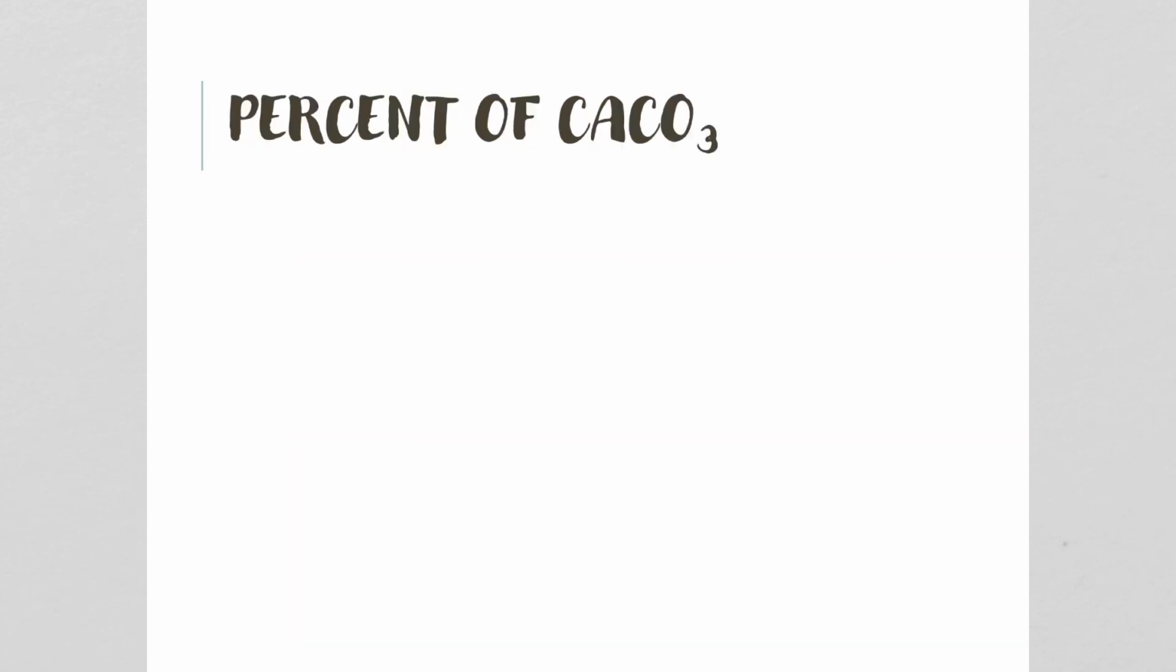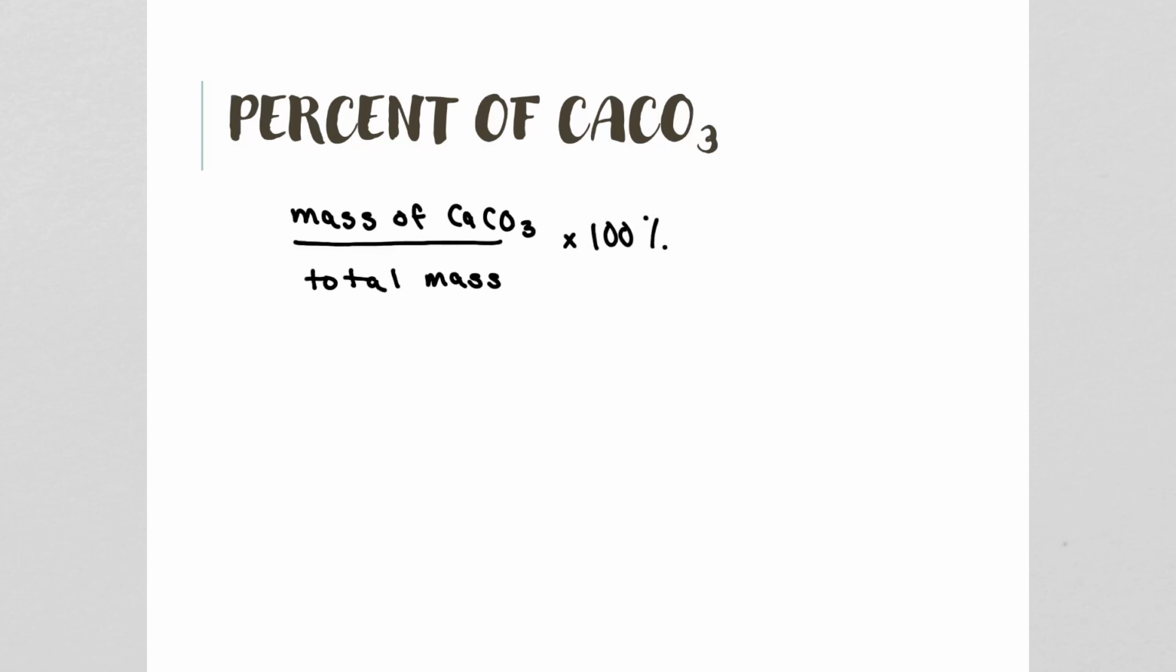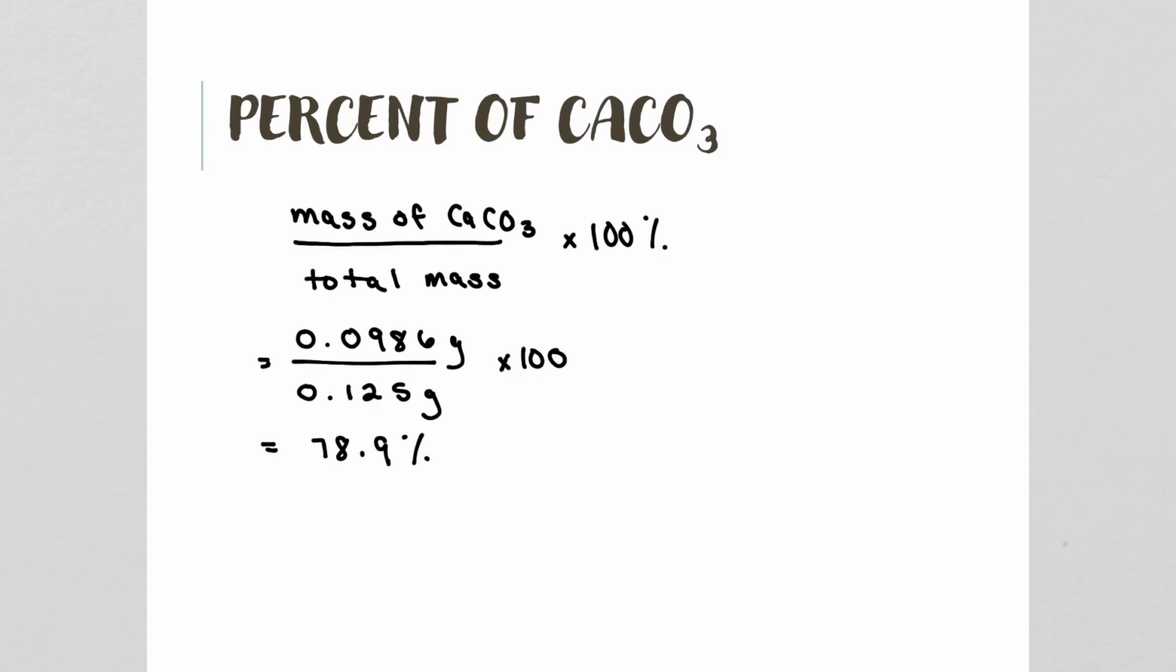So then if we want to find out the percent composition of calcium carbonate in the eggshell, you would do the mass of calcium carbonate over the total mass of the eggshell times 100. And if you remember, the mass we just found out in the last example was 0.0986 grams, and the mass that we started with originally was 0.125 grams. So we're going to multiply that by 100. So that's equal to 78.9%. So almost 80% of the eggshell is calcium carbonate.